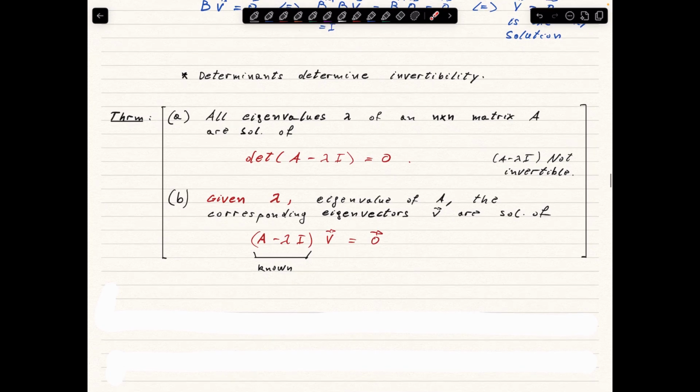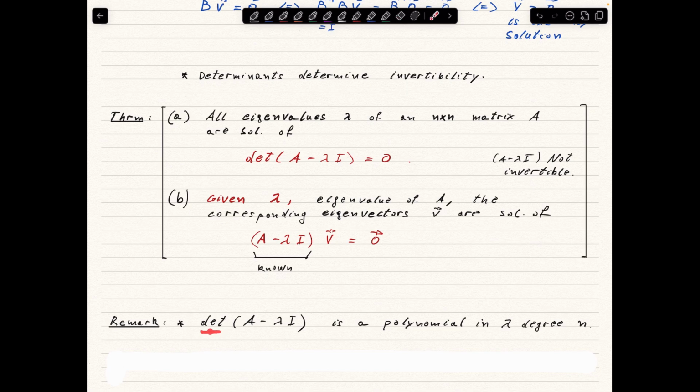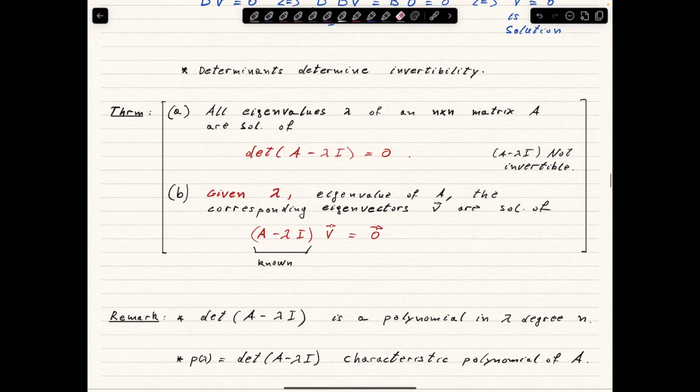One last comment, or a couple of comments. The determinant of this matrix A minus lambda identity, here recall lambda is a variable that we are looking for by solution of this equation. This determinant is a polynomial function of lambda of degree n. We are going to see that in a minute in the example. And this polynomial p of lambda, which is the determinant of A minus lambda identity, is called the characteristic polynomial of the matrix A.